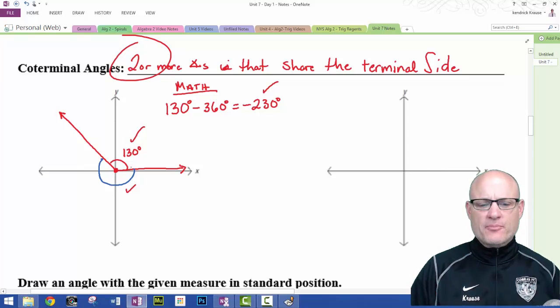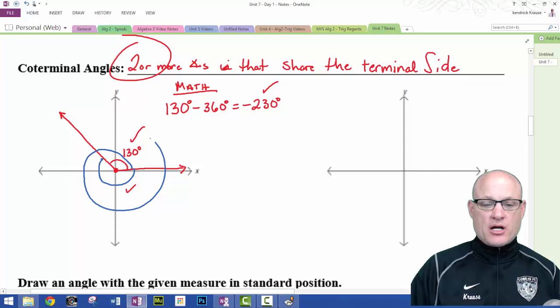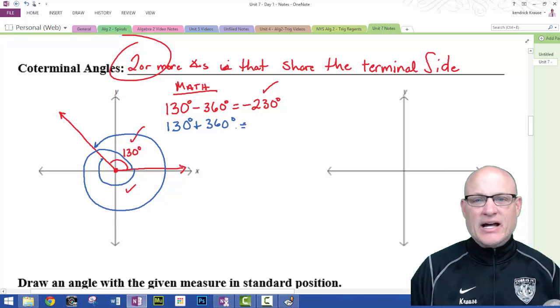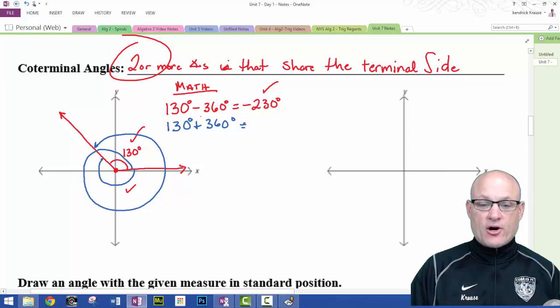Let's find the first positive. Well, the first positive would start here, and we can't stop there, that's the same angle, and we just come around one more time. That one time around was 360, and then we went the additional 130. So the math behind that one would just be 130 plus 360 degrees. Kind of makes sense? You're just adding an extra circle in, or subtracting off a circle to get back around the other way. And this math hopefully would be 490 degrees.